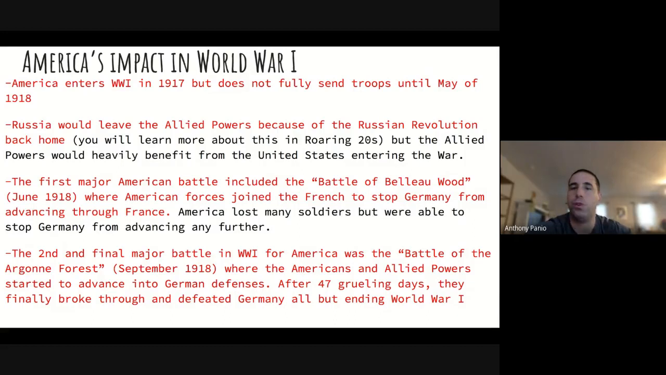You need to what's called mobilize. What that means is you need to get your soldiers ready and you need to get your weapons ready. We've already talked about how there was a military draft, so we had to start drafting soldiers. We had to train those soldiers because you need to make sure that they're as properly prepared as possible. But it ends up being a situation where we do send troops, but not until May of 1918, almost 8 or 9 months after we enter World War I. And this is because we're just getting ready to go.